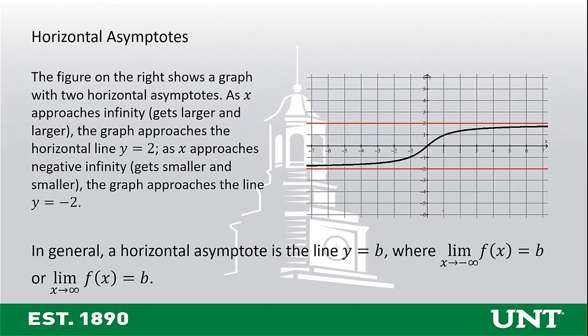Horizontal asymptotes. The figure on the right shows a graph with two horizontal asymptotes. As x approaches infinity, that means x gets bigger and bigger, the graph approaches the horizontal line y equals 2. As x approaches negative infinity, that is, x gets smaller and smaller, the graph approaches the line y equals negative 2. In general, a horizontal asymptote is the line y equals b, where the limit as x goes to negative infinity of f of x equals b, or the limit as x approaches positive infinity of f of x equals b.